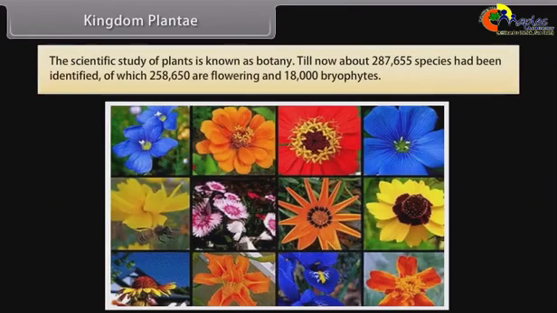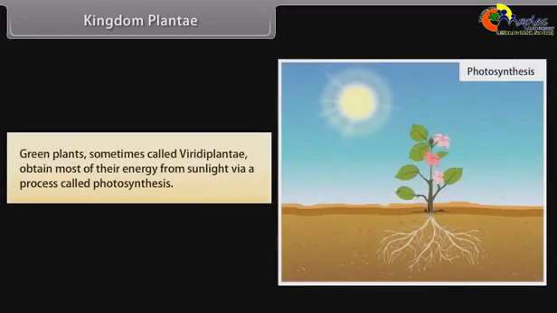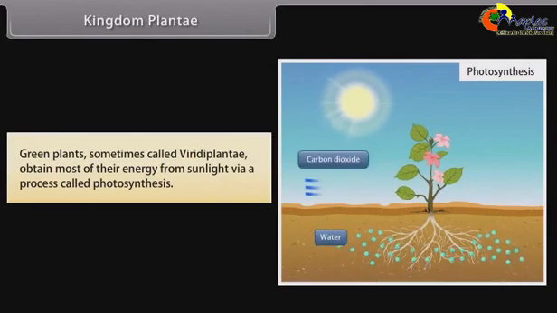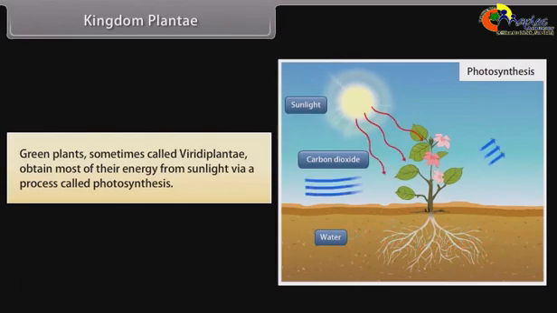The scientific study of plants is known as botany. Till now, about 287,655 species have been identified, of which 258,650 are flowering and 18,000 are bryophytes. Green plants, sometimes called Viridiplantae, obtain most of their energy from sunlight via a process called photosynthesis.